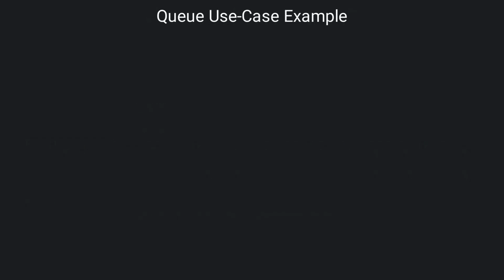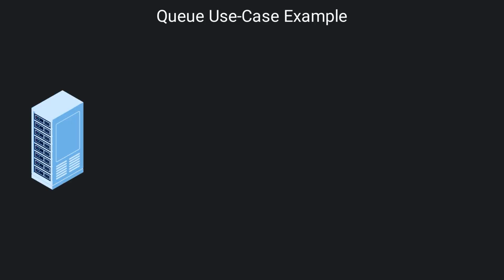Let's see an example of a problem that a queue can solve. Imagine writing a server that receives requests to execute a task as soon as possible. One way this could work is for the server to receive a task and immediately start processing it. But what happens if there is a burst of tasks and our server can only process one at a time? The new task would be dropped, unless the server stores them somewhere.